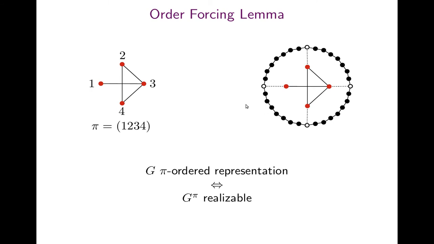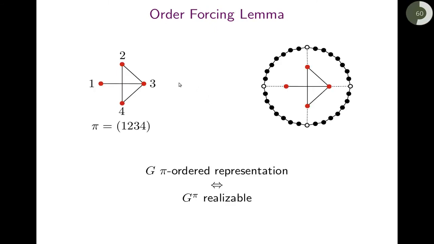Yes. So the way that we will use this in the future is we will give a graph and a permutation pi, and we show maybe this graph doesn't have a pi-ordered representation. Well, then this graph G pi obviously doesn't have a representation at all. Yes, this is how we're going to use it. And now I want to show you a sketch of the proof.